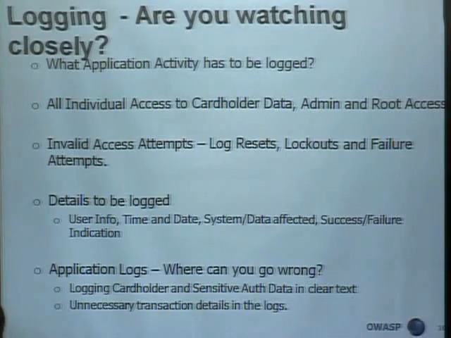What application activity has to be logged? First of all, consider what you're logging. You need to log things like this: user info, time and date, system data affected, success or failure. But many times, applications go unnecessarily beyond this. They log unnecessary attempts. They log unnecessary information.